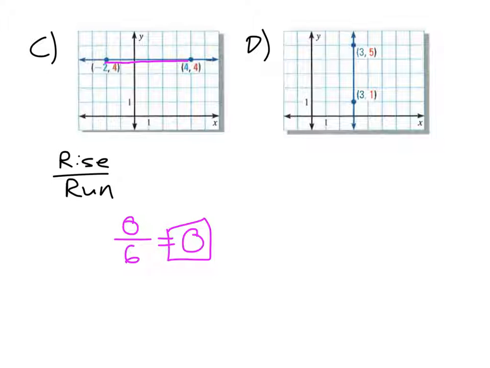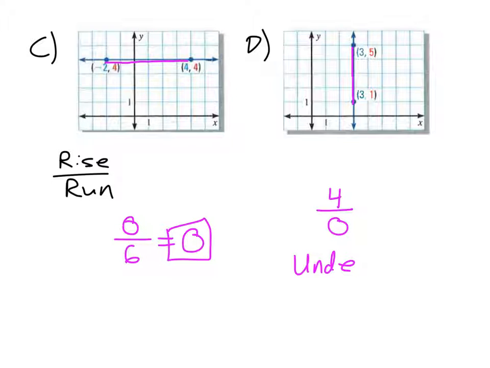In example D, we have a little bit of a different situation. Here, my rise is 1, 2, 3, 4, but I have no run. I'm not going to the right, I can't go to the left, I'm just going straight up and down. My run in this case is 0. Now, this is where a lot of people make mistakes.